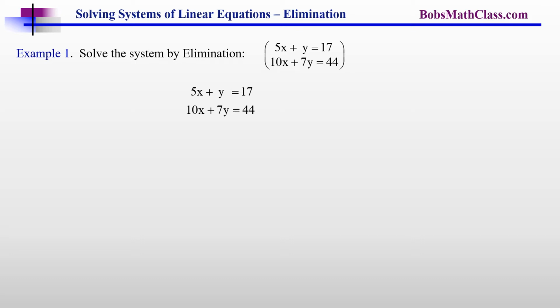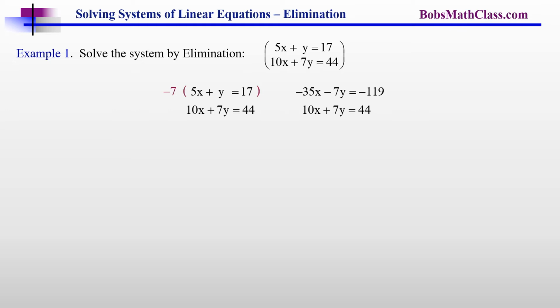I say we get rid of the y. So let's multiply the top row by -7. Now when you multiply the top row by -7, you got to multiply each term, even on the right, by -7. All right, let's do that. So that gives us -35x minus 7y equals -119. And then just recopy the bottom row below it.